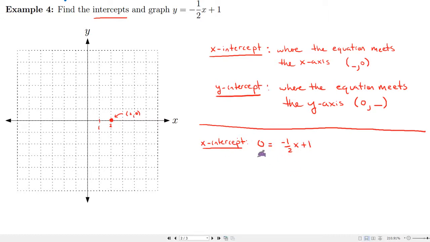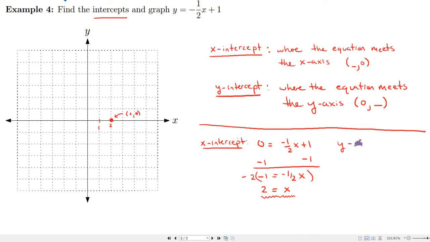So bring the 1 over here by subtracting, right? So subtract 1, and so we have -1 equals -1/2 x. And then what are you going to do? Well, you could divide, but you could also multiply both sides by -2. And so we'll have 2 equals, and then -2 times this will give us 1, which is x. So that's our x-intercept.